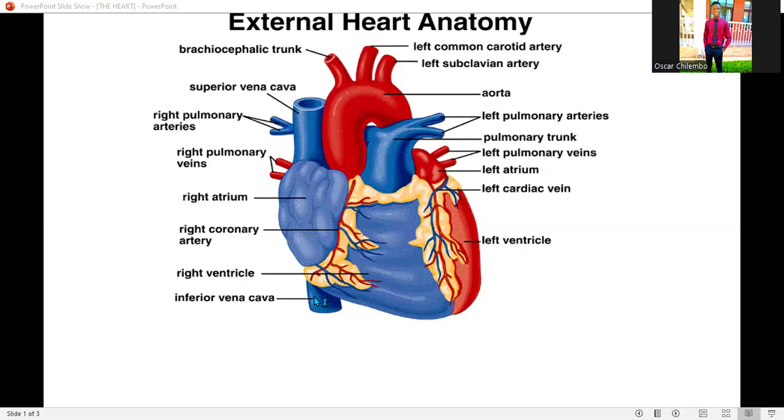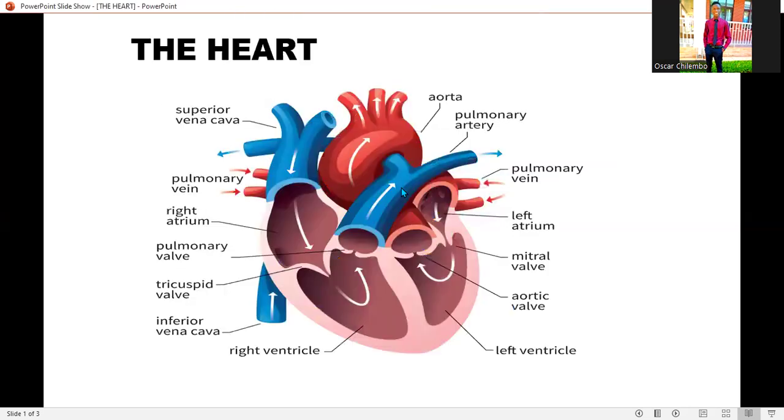Okay. So having said that, let's look at the internal parts of the heart. So what does the internal part of the heart comprise? So in the internal part of the heart, we just want now to explore this heart in more detail.